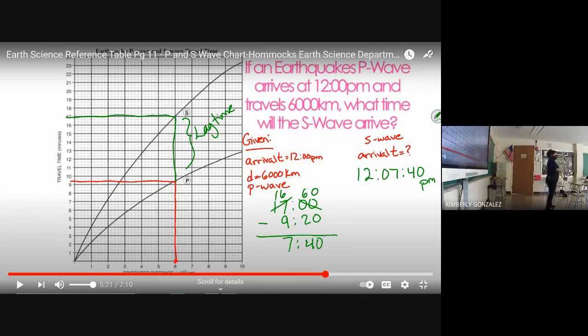Right, so you could do it that way. You could find the origin time and then work your way forward. There's nothing wrong with that, but it just takes that much longer. Right, Alex? Yeah. It's fine if you want to do that. I personally wouldn't, just because I like shortcuts. It's totally up to you.